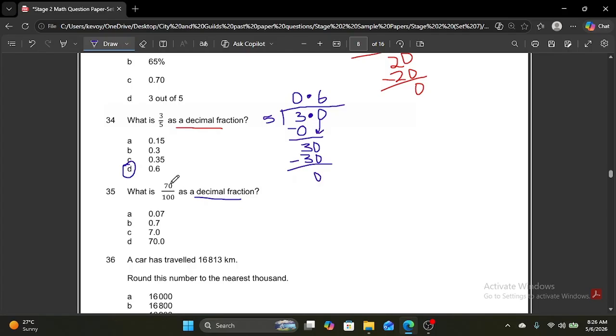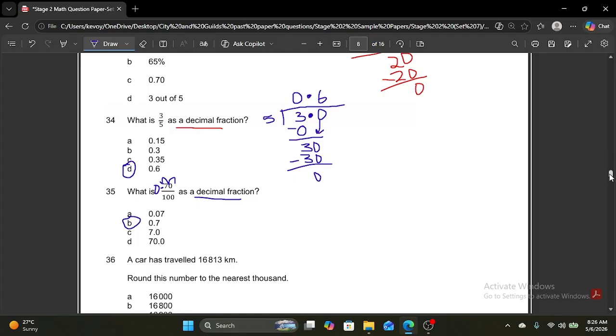70% as a decimal fraction, move the decimal place. So that's 1, 2. The decimal point is right here. Remember, we're dividing by 100, so we move the decimal point based on the number of zeros. So 2 zeros is in 100 we divided by. So you move the decimal point 1, 2, because we divided by a base 10 number. So 0.7 would be the answer right here.